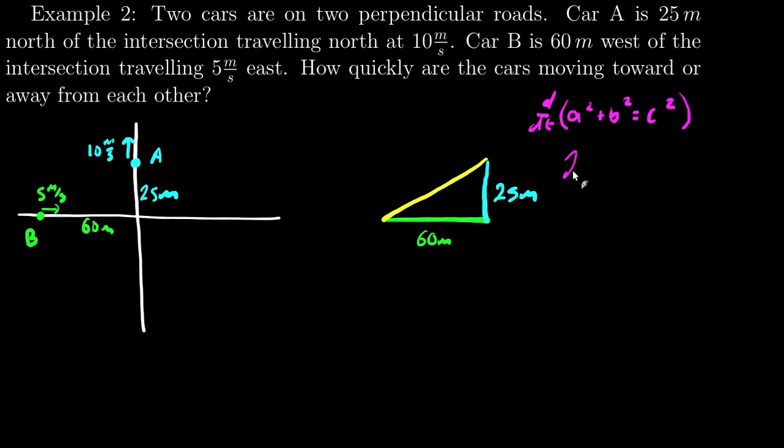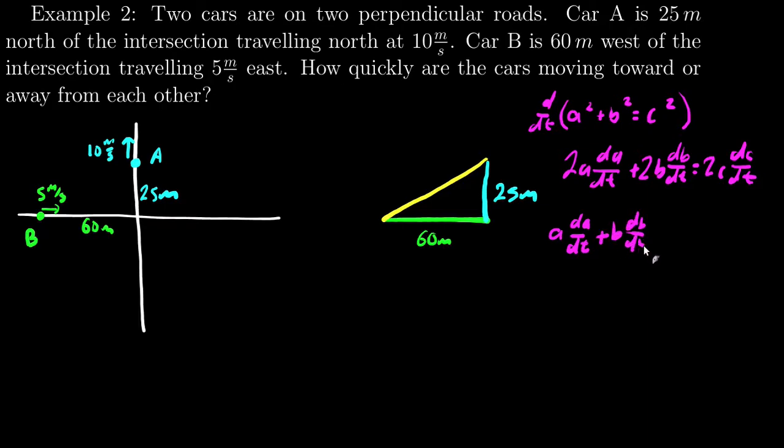And that will give me 2a dA/dt plus 2b dB/dt equals 2c dC/dt. To simplify the computations a little bit, I can divide everything through by 2 and get a dA/dt plus b dB/dt is equal to c dC/dt.